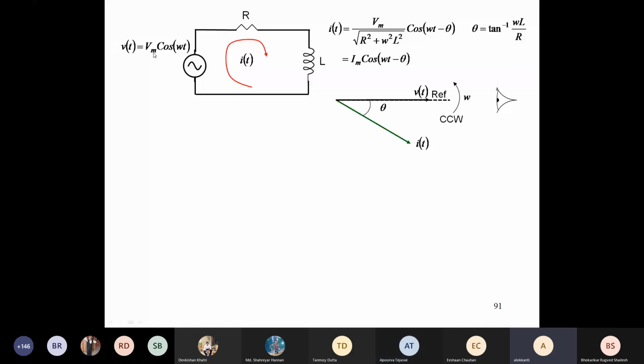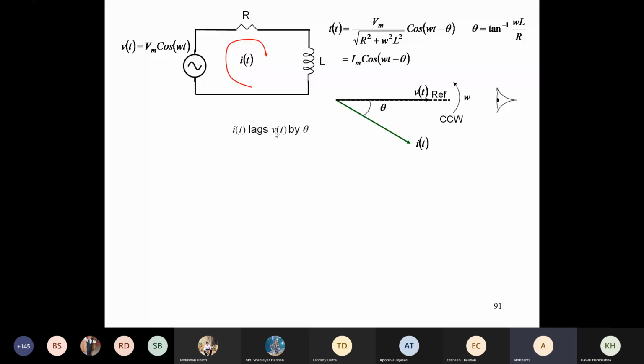That is the purpose. If it is Vm cos omega t, the current is i(t) = Im cos(omega t minus theta), where the Im will be related to this: Vm by root over R square plus omega square L square, and theta is given by this. So we don't have to do the previous calculation? No, that is how this is the final expression. If you are given this v(t), you are getting the i(t), and I will just discuss what Pranay told shortly, because I will come to that.